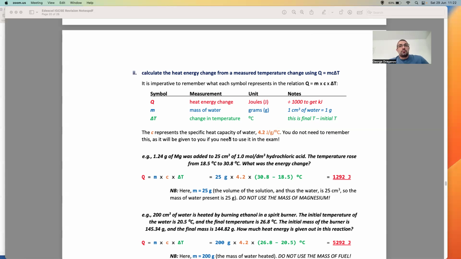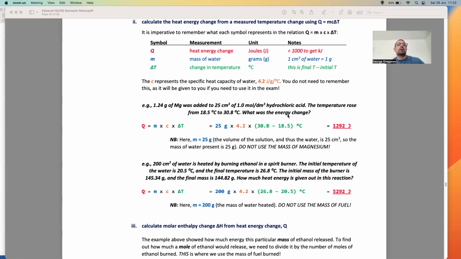Lastly, c is called the specific heat capacity that's given to you in the exam, and it's 4.2. Its units are joules per gram per degree, which basically means how much energy is needed to raise 1 gram of water by 1 degree Celsius. So the bigger the number, the more energy you need, the harder it is to raise. Because all the solutions of acids and alkalis are done in water, that's why we assume density is 1. So we treat the centimeters cubed as grams.